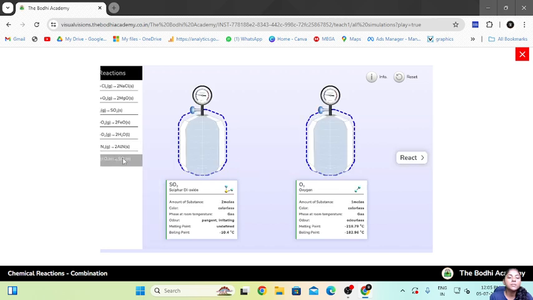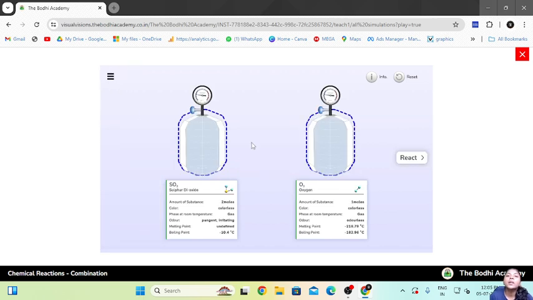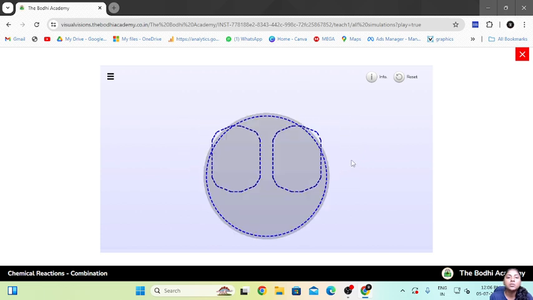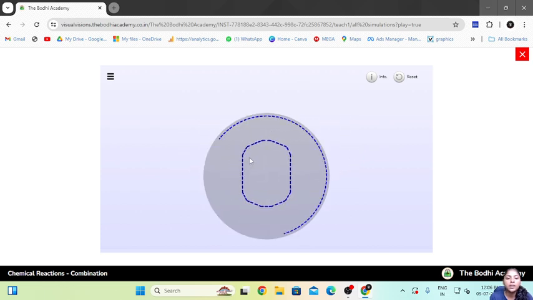Then the last example that we have is again both gases. So we have sulfur dioxide and oxygen. Okay, now sulfur dioxide, as we have already seen, is colorless. Then its odor is pungent or irritating, and at room temperature it is in gaseous state. Then oxygen, we have already seen all these characteristics. So let us carry out the reaction to see what final product we will get.